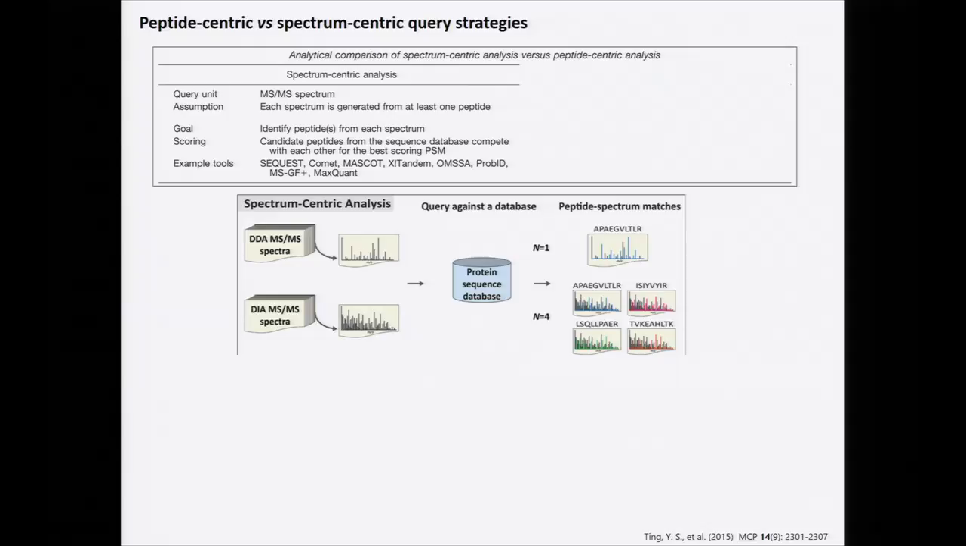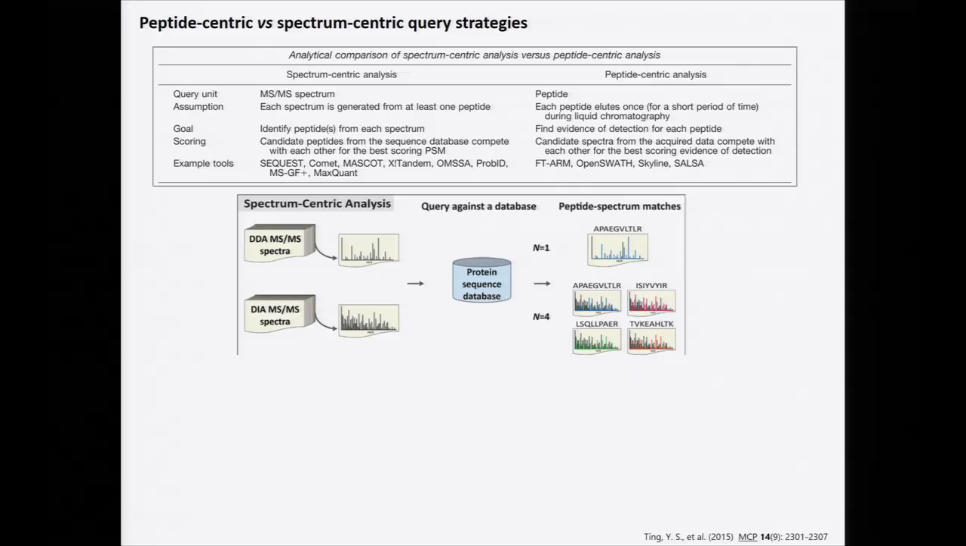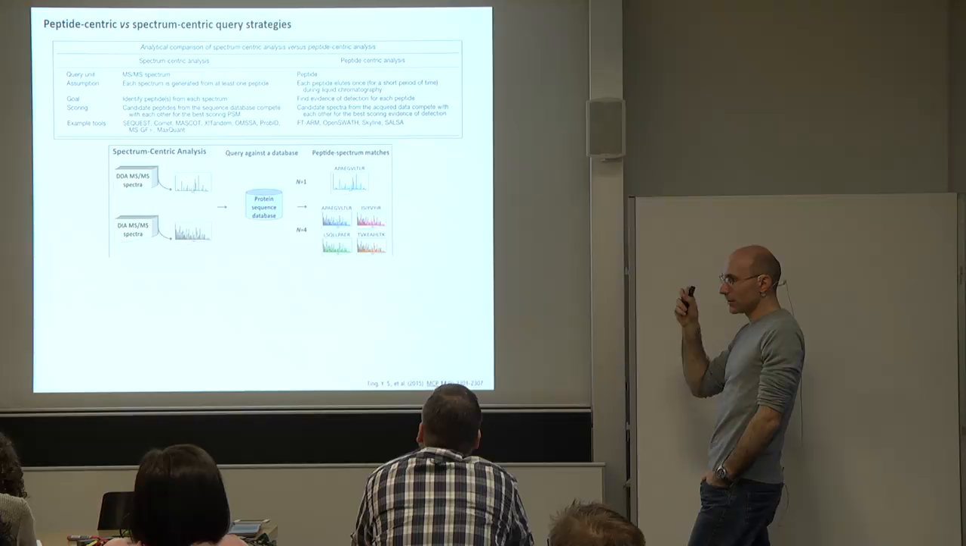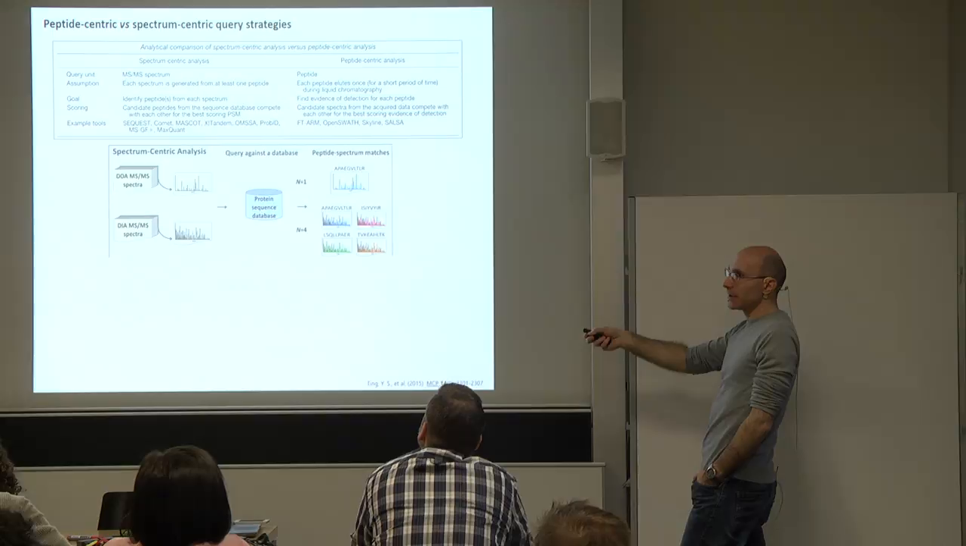Now the big thing came when we started to have all these new ideas about interrogating the data, and this is where things start to diverge. In these peptide-centric strategies, what you have as a query unit is not the data itself anymore, it's a hypothesis. Your hypothesis is: is my peptide present in my data? So you start from a question. As a biologist, you want to know, is my peptide present in that data? Nobody really did this in shotgun in the past.